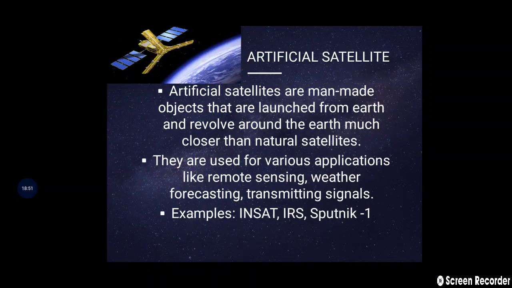Now, our last topic, but not the least, is artificial satellites. You may have heard about them, and there is more than what is given in this slide. Artificial satellites are man-made objects that are launched from the Earth and revolve around the Earth, much closer than natural satellites. A natural satellite is generally the moon. They are used for various applications such as remote sensing, weather forecasting, and transmitting signals. Examples of artificial satellites are INSAT, IRS, Sputnik 1, etc.